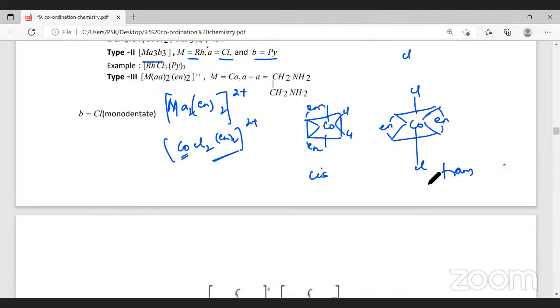So if the ligands are close to each other, then they are called cis isomer. If the ligands are opposite or far away from each other, opposite to the metal, they are called trans isomer. Followed?